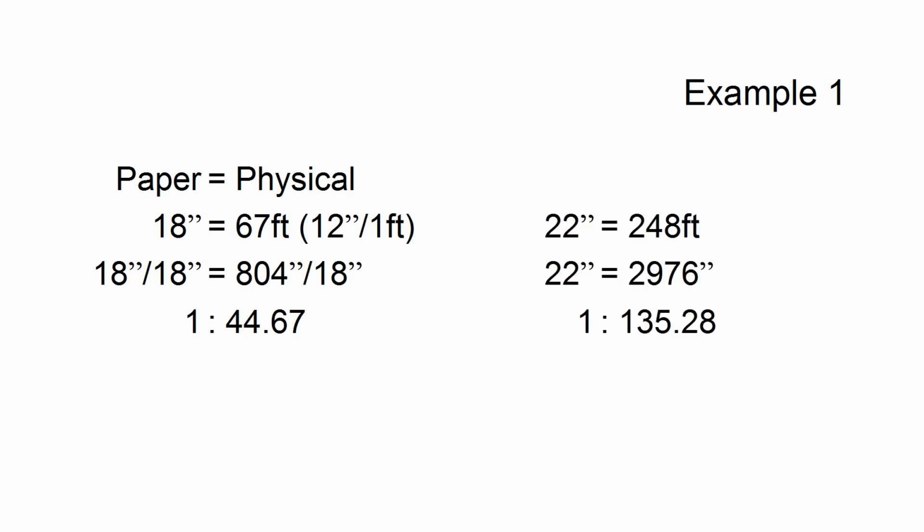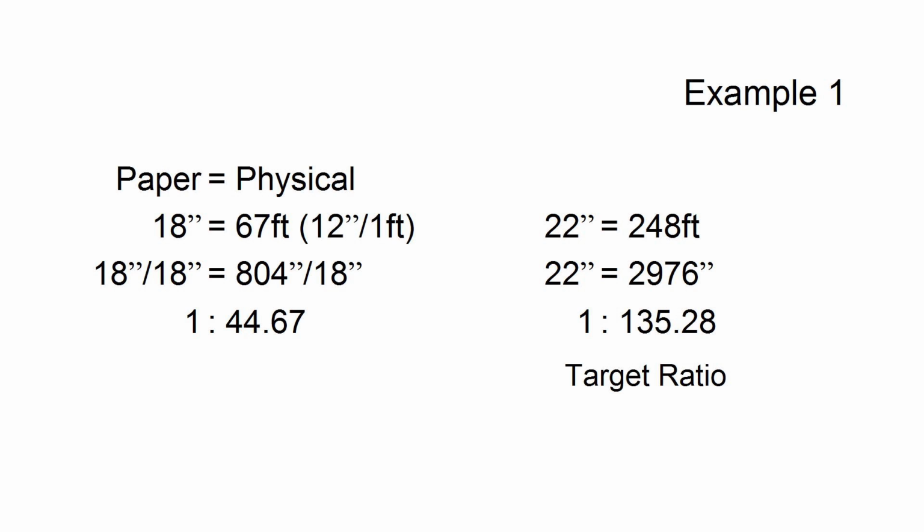So how does the 22-inch available paper space accommodate the 248 feet of the real-life tugboat? So similarly, we go through and figure out the ratio. And now we have a ratio of 1 to 44.7 and a ratio of 1 to 135.28. Which one is the limiting case? The limiting case in this situation is going to be the larger reduction, because if we don't do enough reduction, the item's not going to fit. So our 1 to 135.28 is the target ratio.